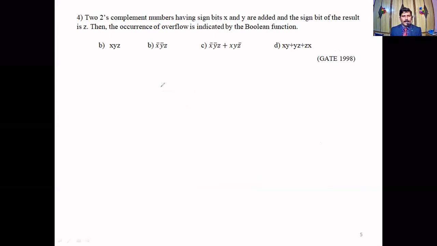Observe this problem. Two 2's complement numbers are given. Those are in 2's complement form, having sign bits, because the number has a sign bit as MSB. Those are X and Y, and they are added, and the sign bit of the result is Z. Then the occurrence of overflow is indicated by a Boolean function. We need to find the Boolean function for the occurrence of overflow.